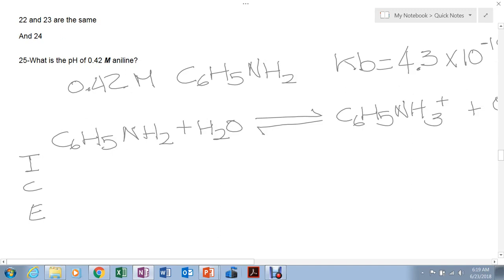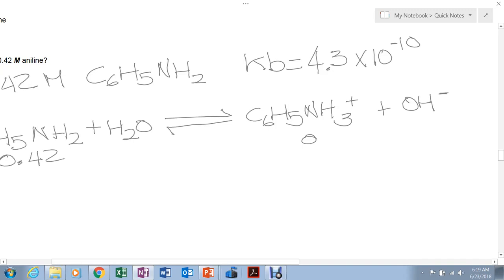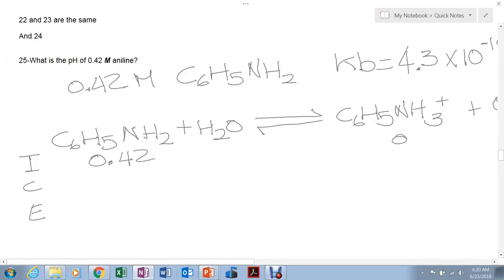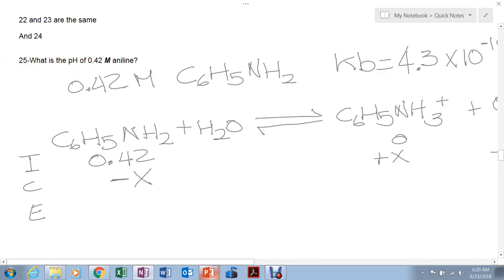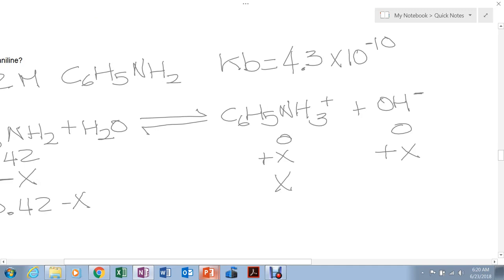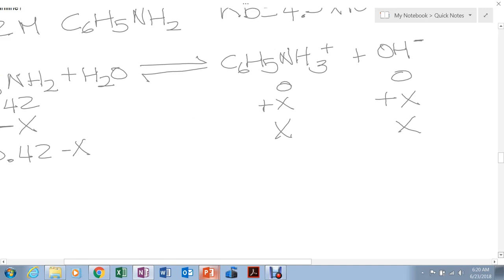So this is going to be 0.42 molar. This would be 0. Let me see if I write it right, do it without a mistake. And this would be minus x, plus x, plus x. And this would be 0.42 minus x, x and x. So let's write the expression, and directly we can do it.